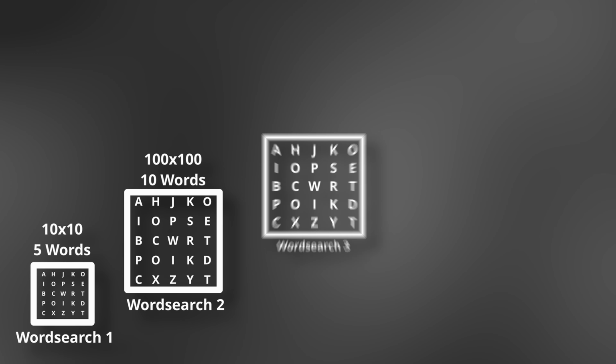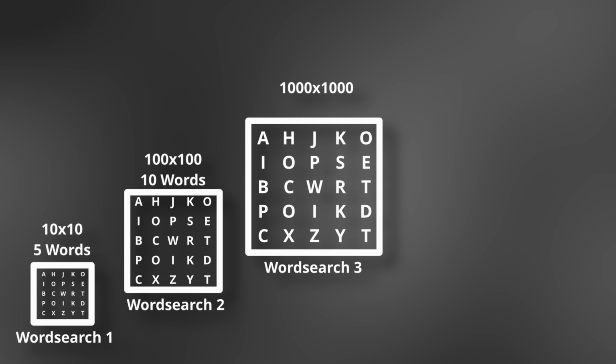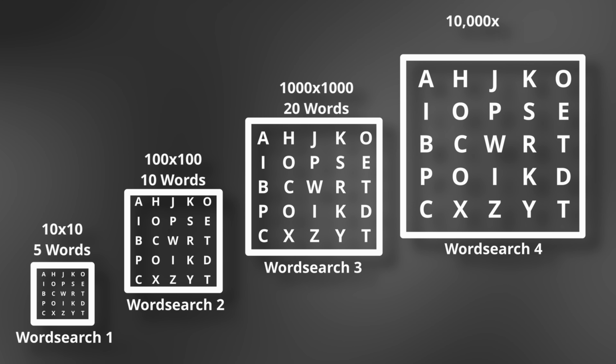Wordsearch 1 is a 10 by 10 grid with 5 words to find. Wordsearch 2 is a 100 by 100 grid with 10 words to find. Wordsearch 3 is a 1000 by 1000 grid with 20 words to find. And Wordsearch 4 is a whopping 10,000 by 10,000 grid with 50 words to find.